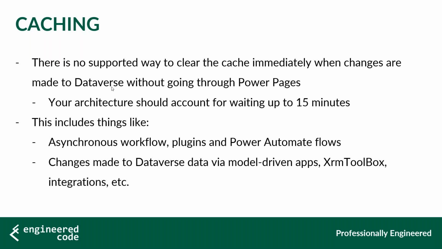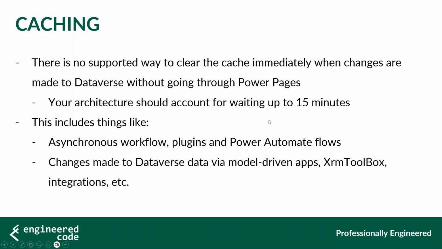So if you use Power Pages to create a record, but then you have a Power Automate flow that runs in the background to set some data on it, Power Pages doesn't know about it. So any changes that Power Automate makes won't show up on your site for up to 15 minutes, because Power Pages has no idea that Power Automate has gone in and changed your record. And again, changes made to Dataverse via model-driven apps, the XrmToolBox, any sort of integrations you might have running, Azure Functions, all that sort of stuff. If the change is made to Dataverse without going through the Power Pages web app, you're going to deal with this caching thing.